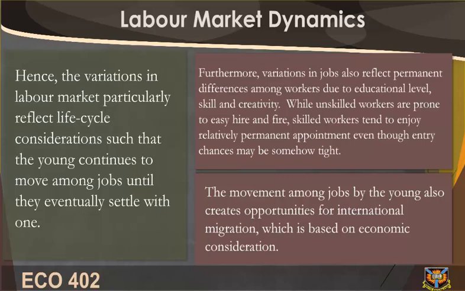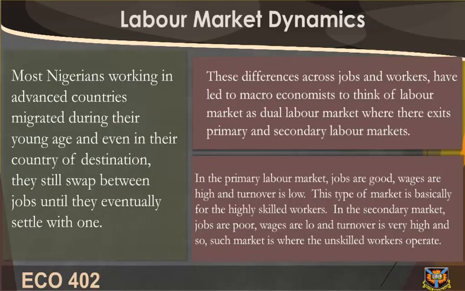Most Nigerians working in advanced countries migrated during their young age and even in their country of destination, they still swap between jobs until they eventually settle with one. These differences across jobs and workers have led macroeconomists to think of labor market as a dual labor market, where there exist primary and secondary labor markets.